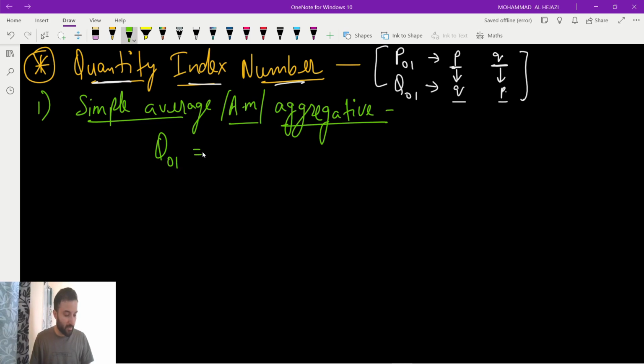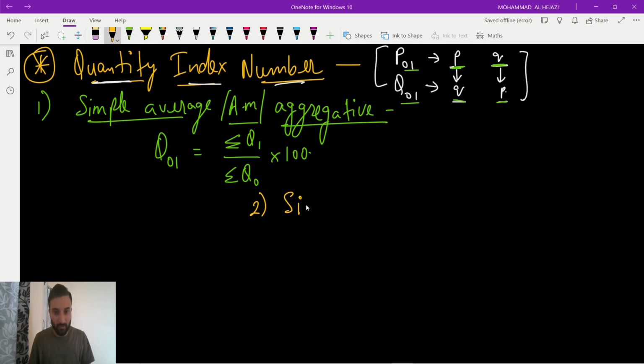See, the price index number is summation of P1 by summation of P0 into 100. So for quantity, it will be summation of Q1 by summation of Q0 into 100. They will give the base year quantity and the current year quantity, and you add all of them. Because wherever P is there in the price index number we replace it by Q, and wherever Q is there we replace it by P. Now next, second formula.